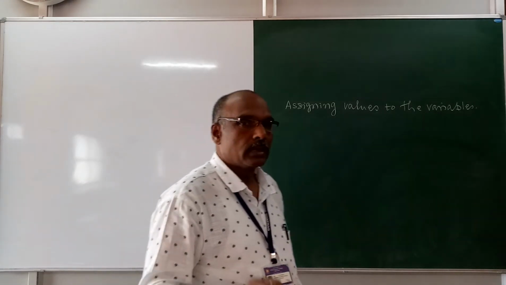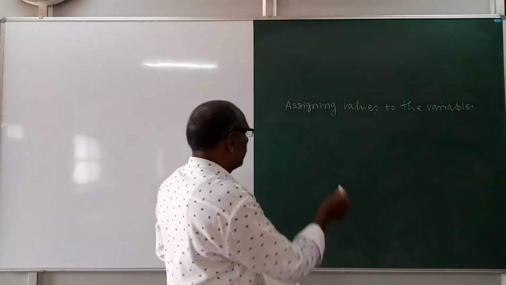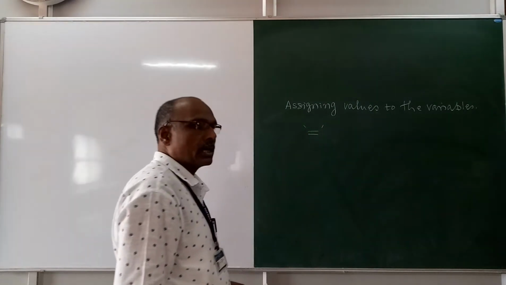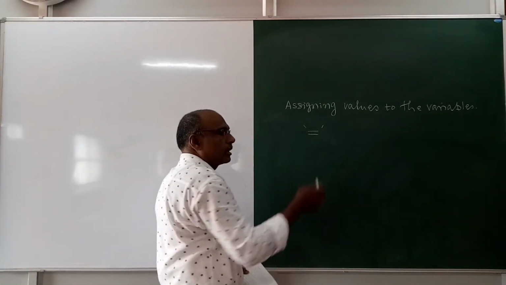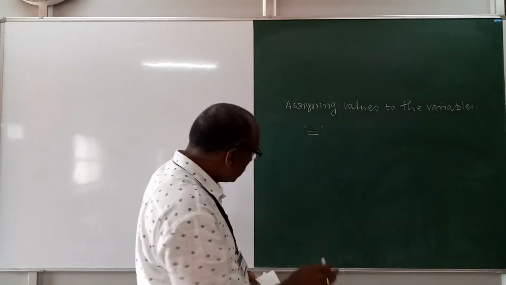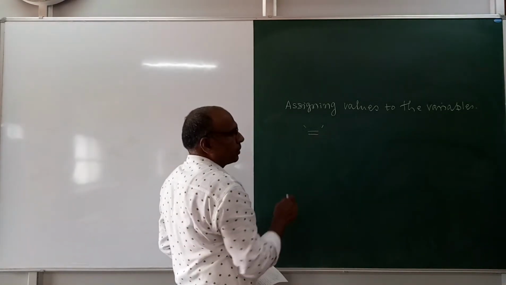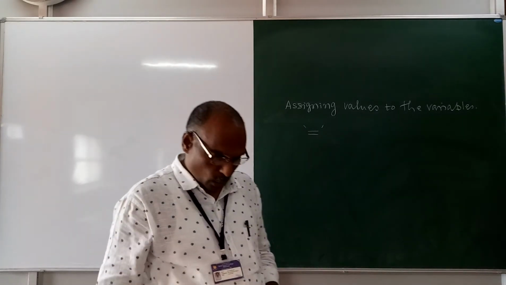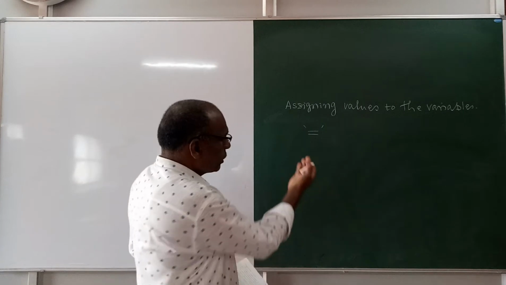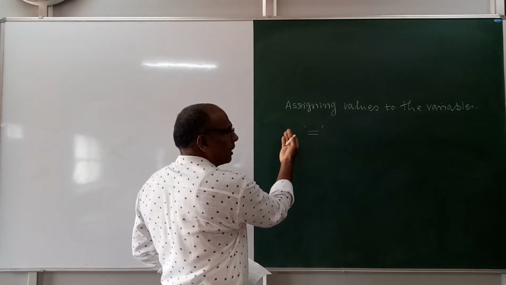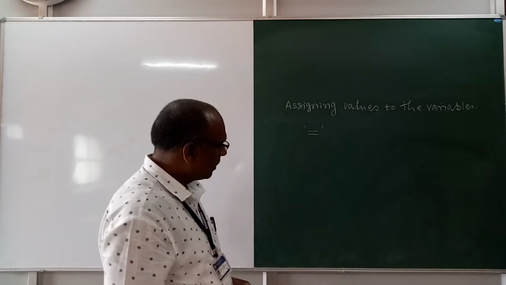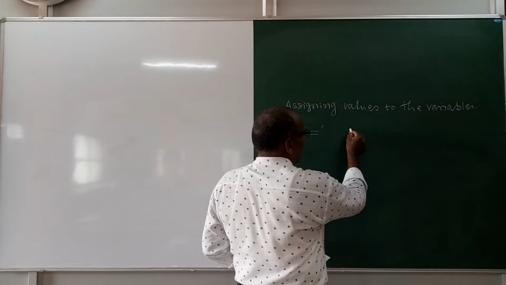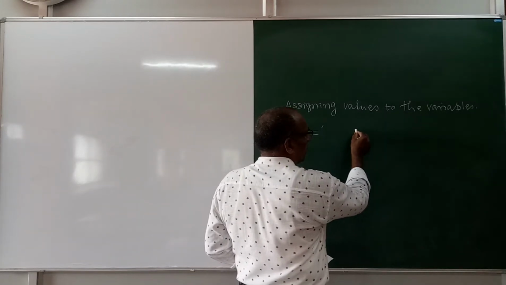Here we are using the assignment operator. The equal sign in usual usage we call equal to, or equal sign. With reference to C programming, we are using this as an assignment operator. This operator is used to assign the values to the variable. Let us go for the syntax of assigning a value to the variable.